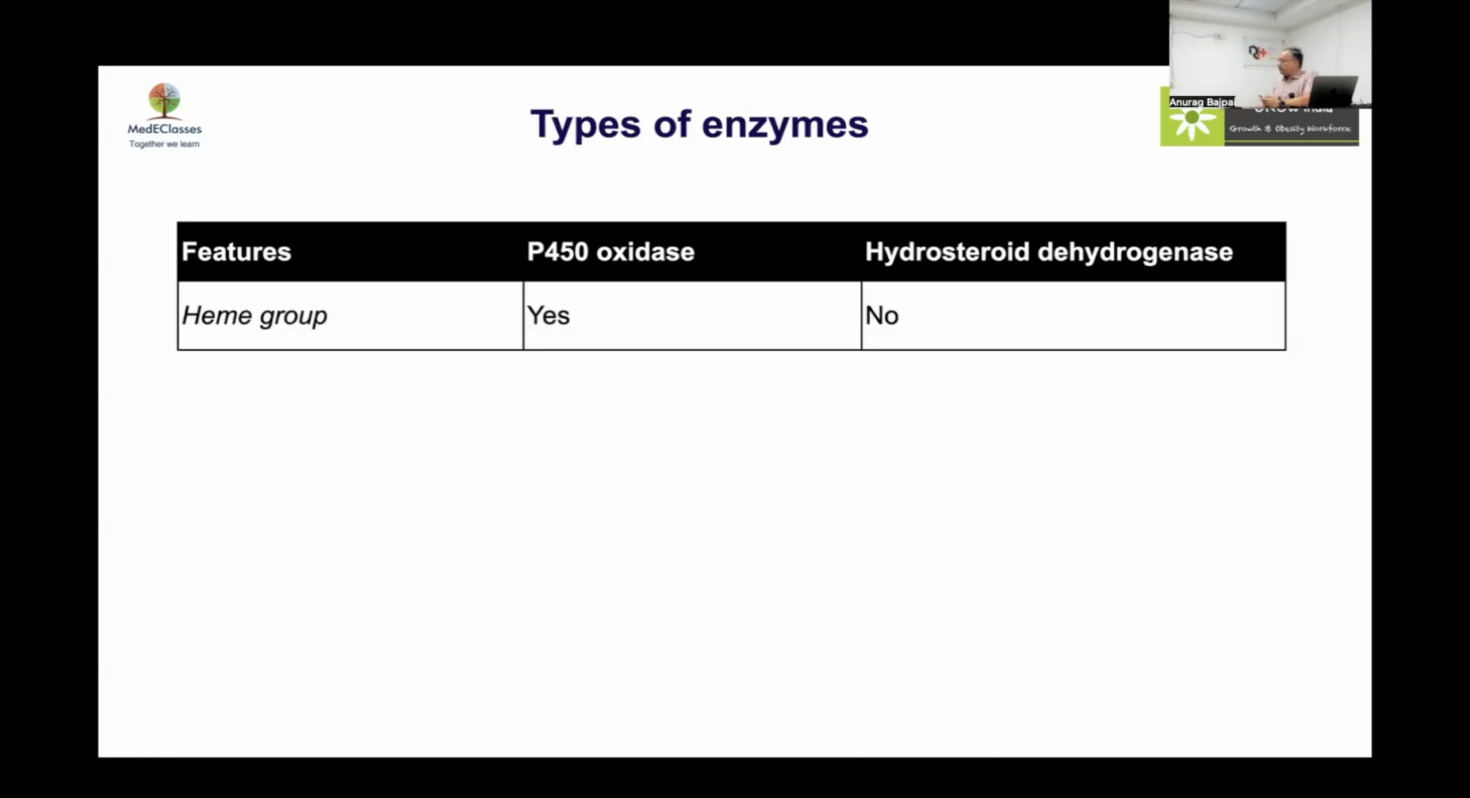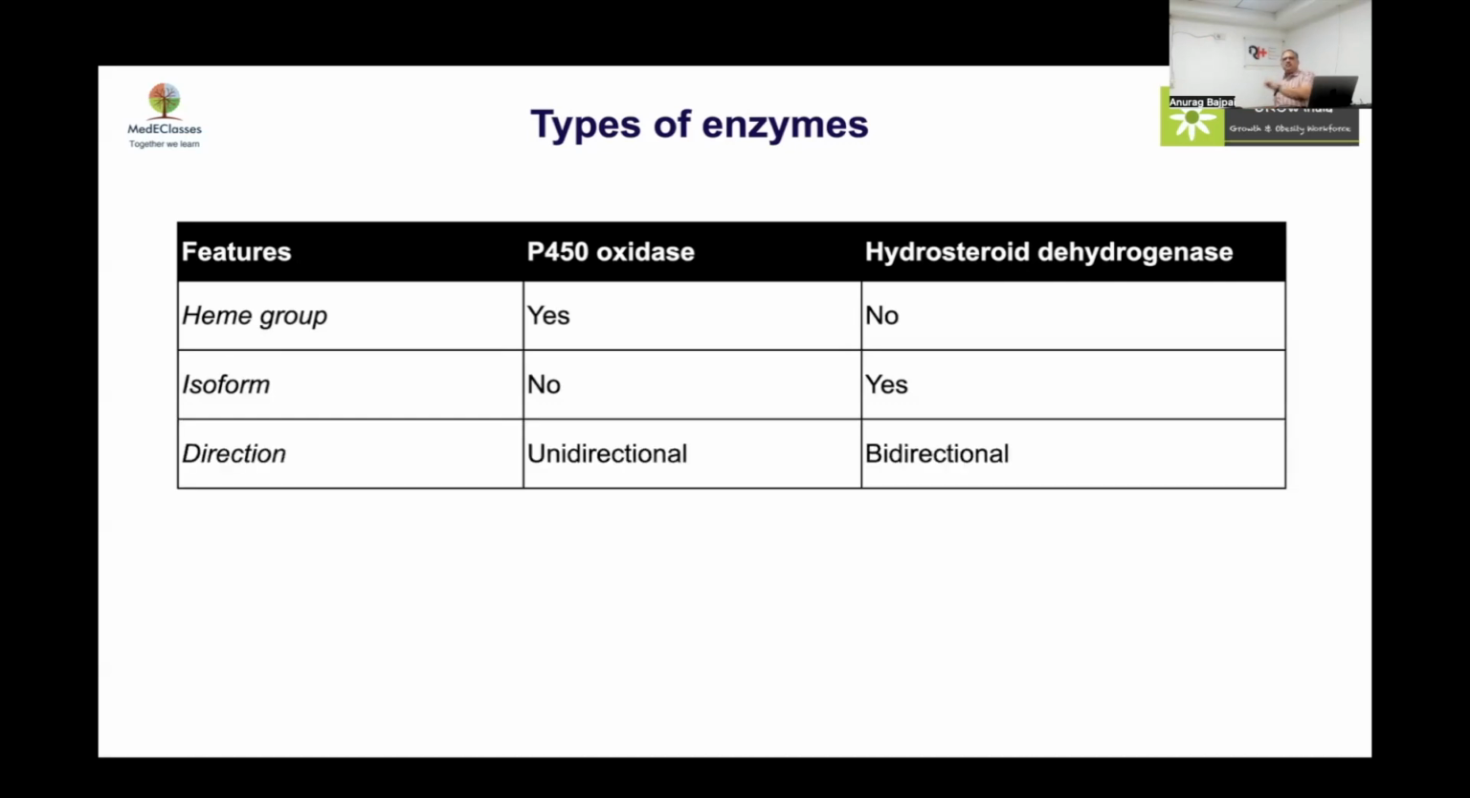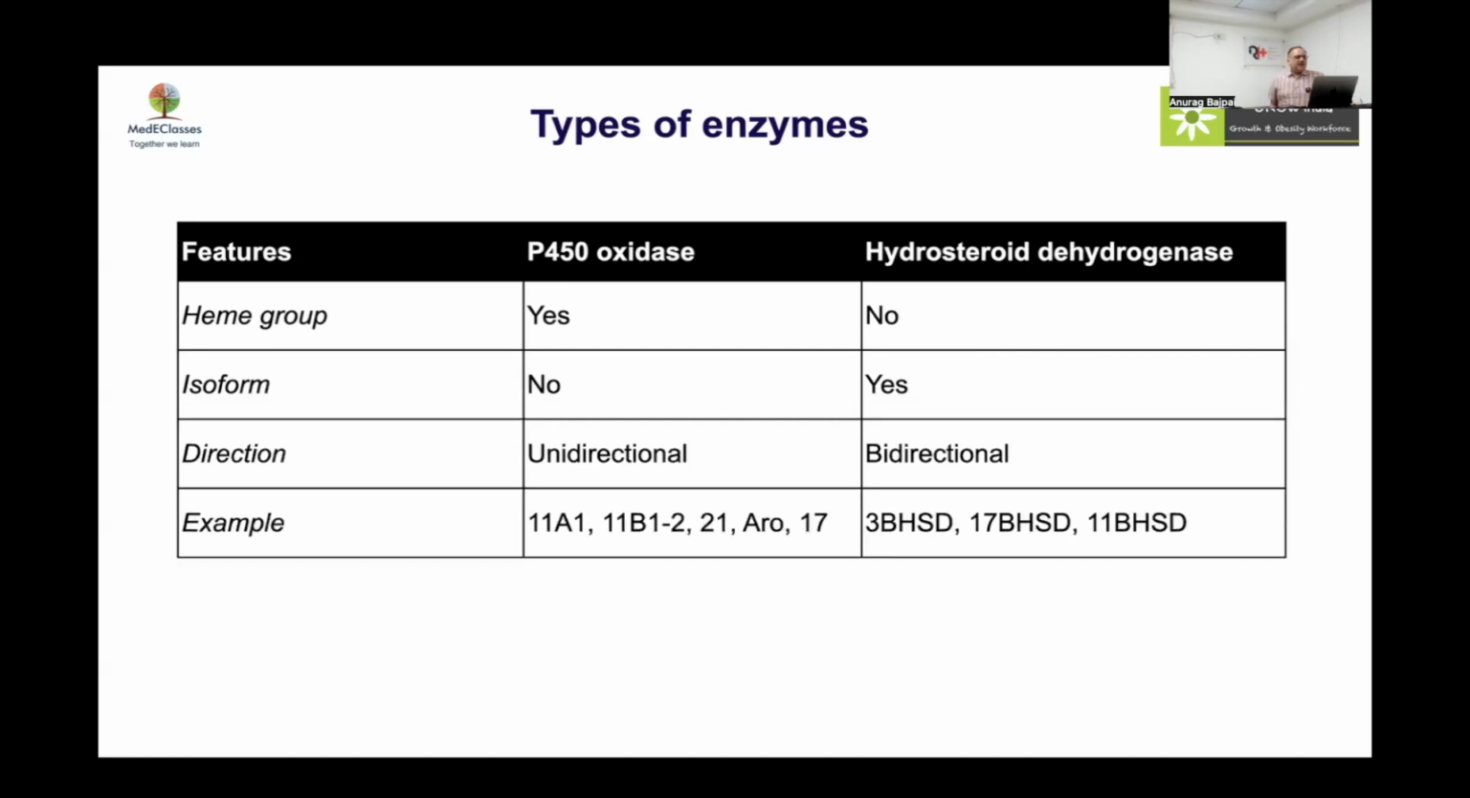So P450 of course has a heme group. It doesn't have an isoform. It's unidirectional. So 21 hydroxylase will convert only in one direction. It cannot go in the back direction. Example, we know 11, 21, aromatase, 17. These are all hydroxylases. While HSD or hydroxysteroid dehydrogenases do not contain a heme group, they have got multiple isoforms which may be there in different regions, which may compensate the deficiency, which may make the disease milder, and which may have an unusual presentation. So you may have DSD in both XX as well as XY individuals in 3 beta HSD. So 3 beta, 17 beta, 11 beta.